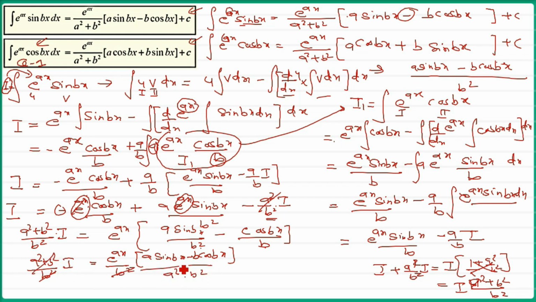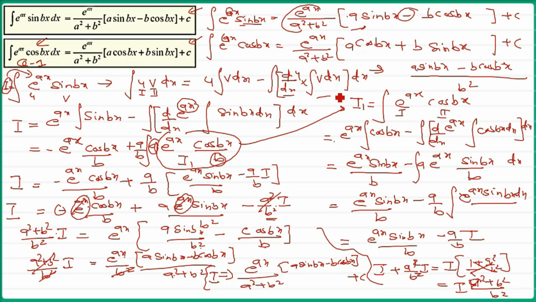So this is what I am going to show you, that this is the final result. e^(ax) is already there. Denominator is a square plus b square. Now you have a sin bx minus b cos bx. And now you can add a constant of integration if you want, because indefinite integrals without a constant of integration will not be worth anything. So I is this one. So I hope you got the idea.